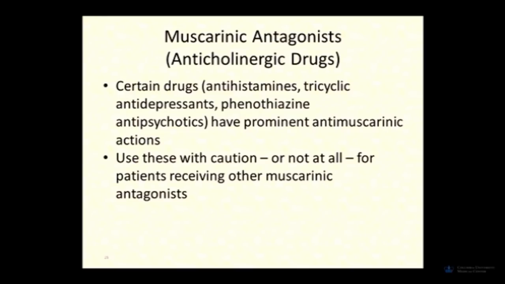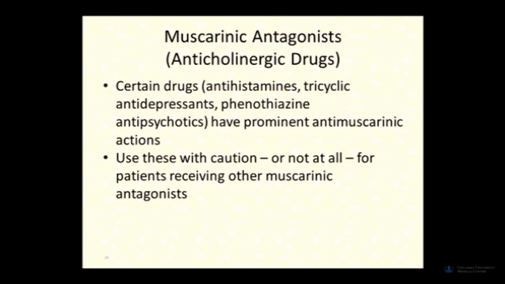Now, there are drugs that we're going to talk about that are anti-muscarinic drugs or muscarinic antagonists. But the thing to understand is that there are many, many, many drugs that have anticholinergic-like effects. Many drug classes that have effects that are similar to anticholinergic drugs. Things like antihistamines, tricyclic antidepressants, certain antipsychotic drugs. Okay? They tend to have some side effects that cause anti-muscarinic actions. And it's very important to keep these in mind.